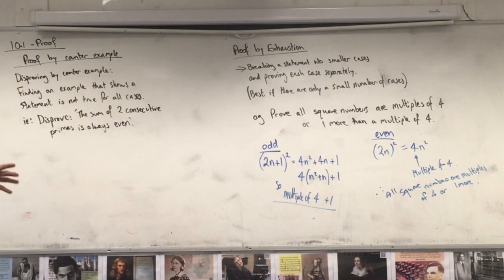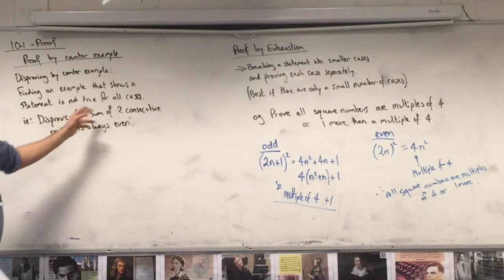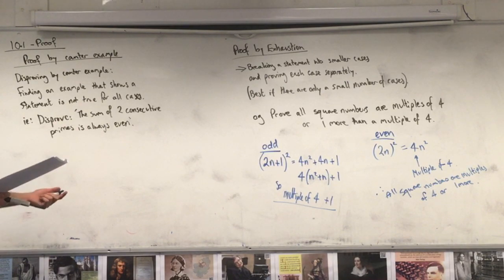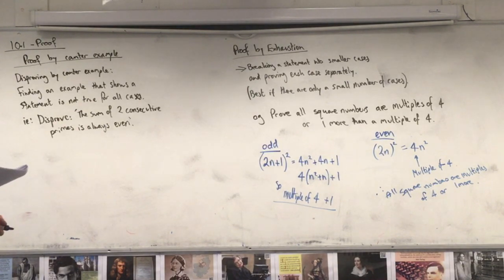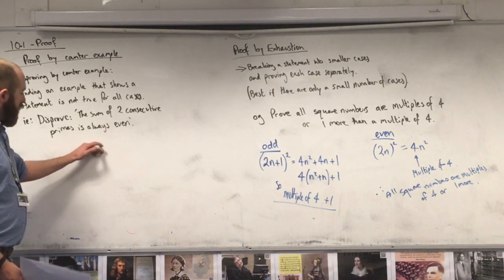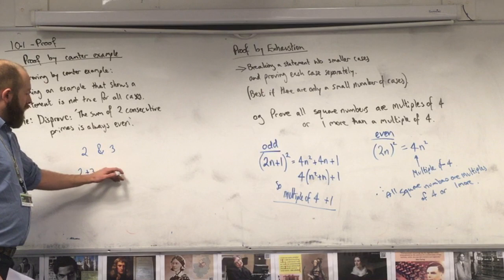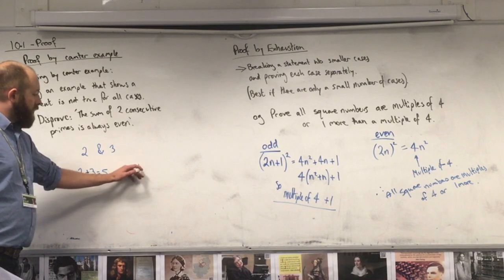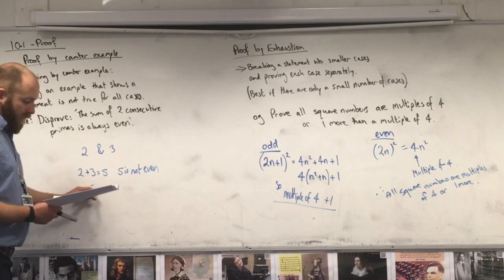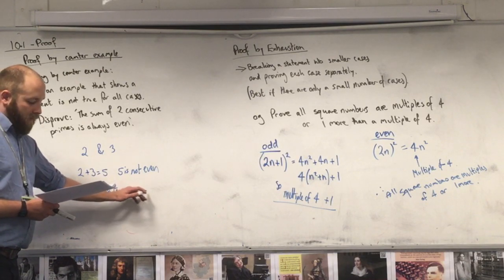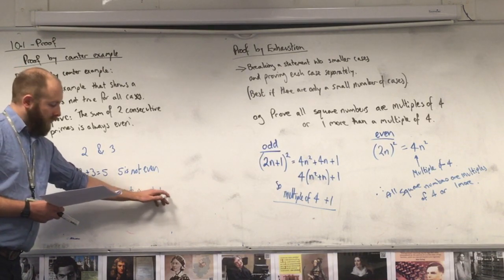So we're trying to disprove that the sum of two consecutive primes is always even. So we need to think of two consecutive primes and then see if the sum of them is odd. So let's think of the easiest two primes, 2 and 3. The sum of those, 2 plus 3 equals 5. 5 is not even, therefore the statement is not true.